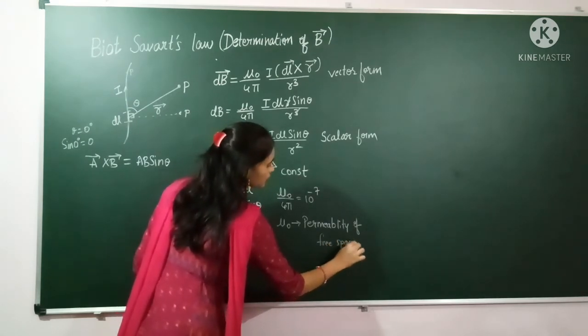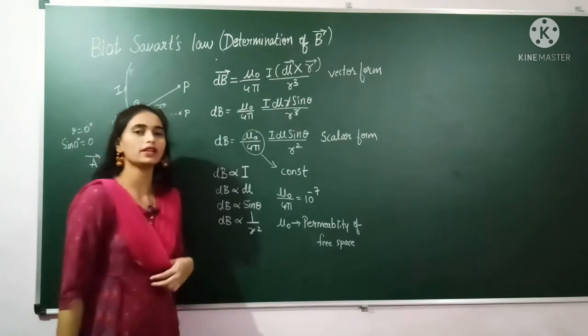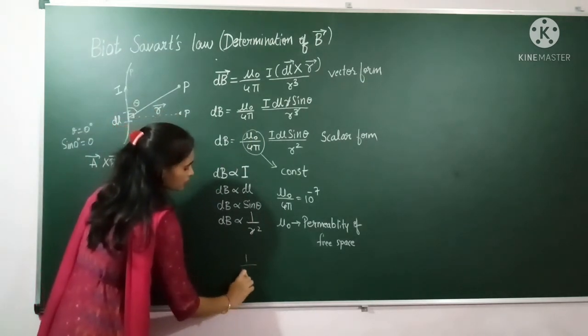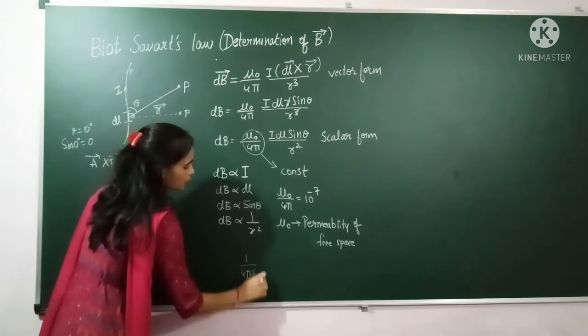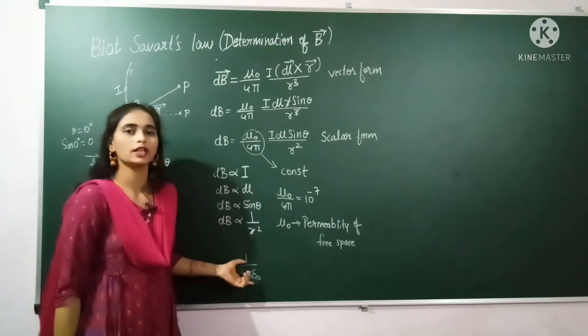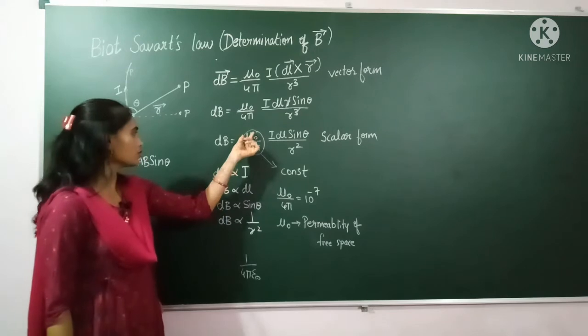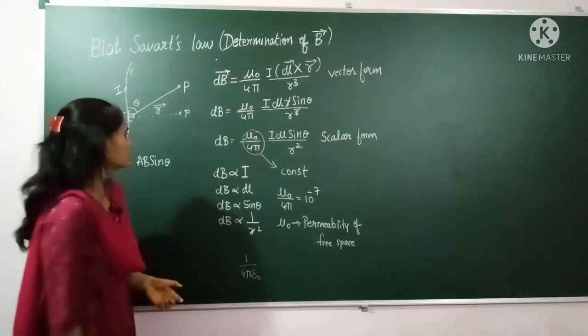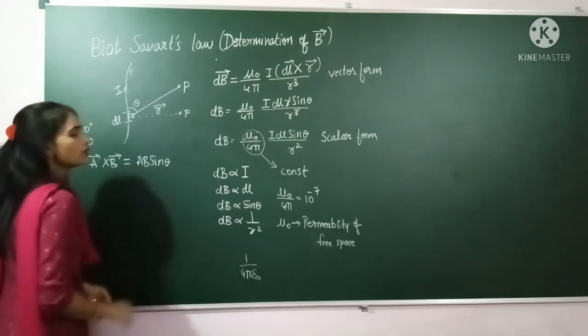In electrostatics also you have studied permeability and permittivity. In that case, in electrostatics we use the constant 1 divided by 4 pi epsilon. Similarly, here we use mu naught divided by 4 pi in the case of the magnetic field. So this is all about the Biot-Savart law.